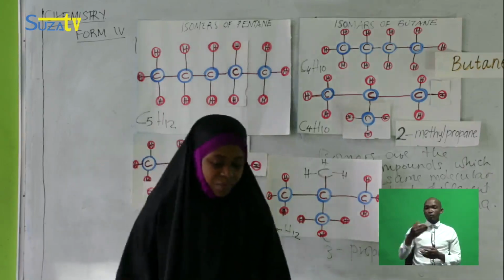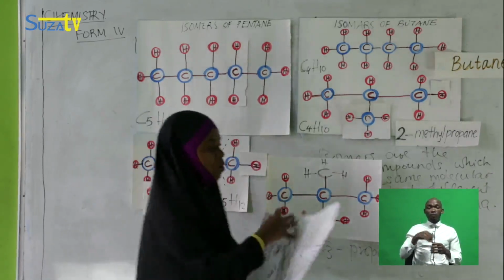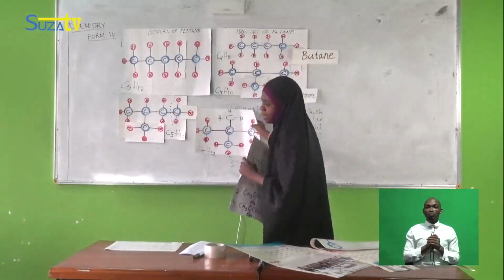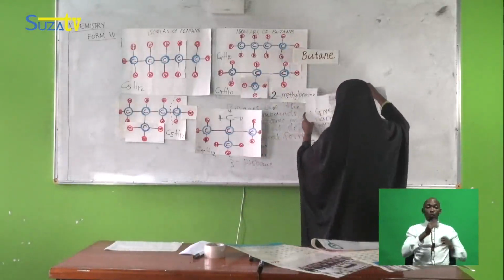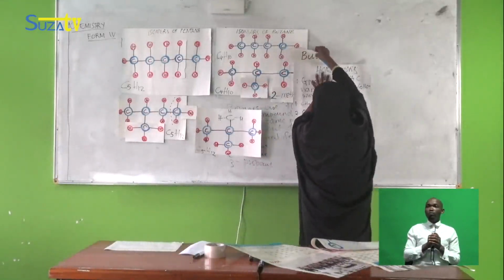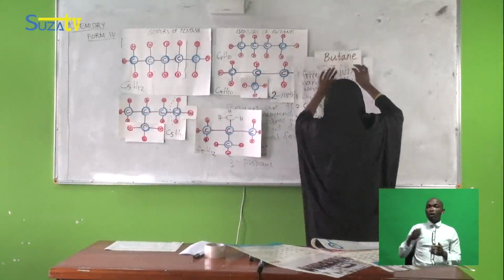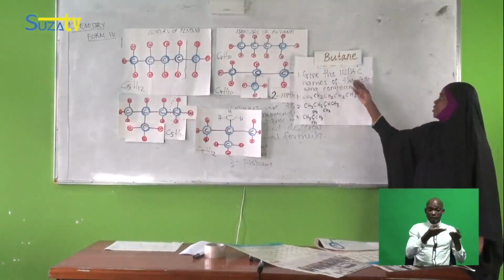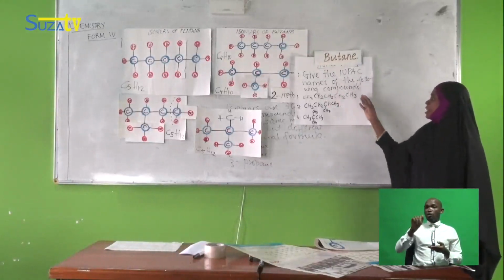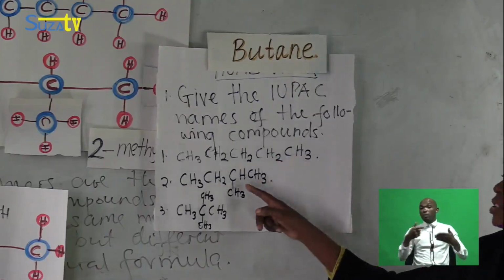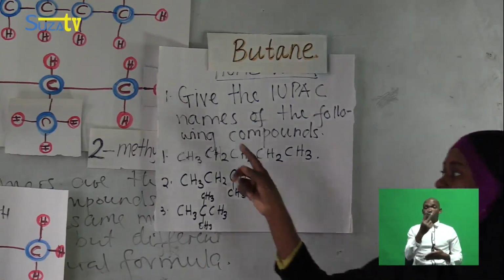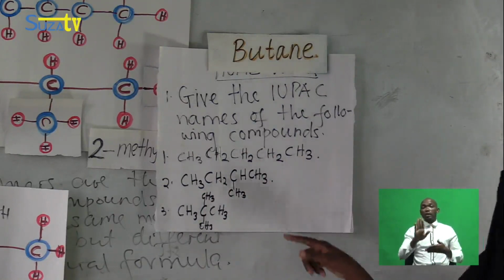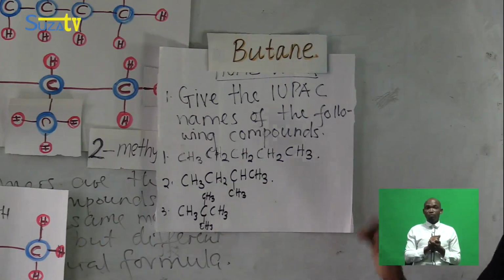So after that, this will be your homework. I want you to do this at home. I want you to write. The question is, give the IUPAC names of the following compounds, 1, 2, 3. These are the isomers of each other. I want you to write their names. This will be your homework.